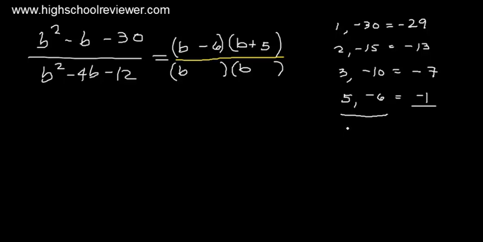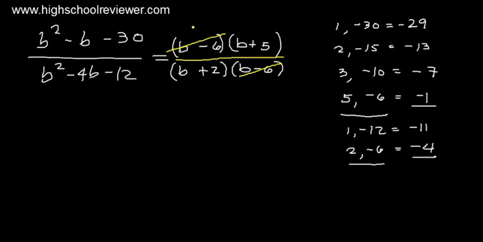The possible factors of negative 12, 1, negative 12. The sum here is negative 11. 2 and negative 6. The sum is negative 4. Negative 4 is the same as our middle term. We will use these factors. So we are going to write here positive 2 and negative 6. Looking at the numerator and the denominator, there are quantities that we can cancel out. So b minus 6 divided by b minus 6, we have here 1. So what's left now will be b plus 5 all over b plus 2. Therefore, b plus 5 all over b plus 2, this is now our final answer.